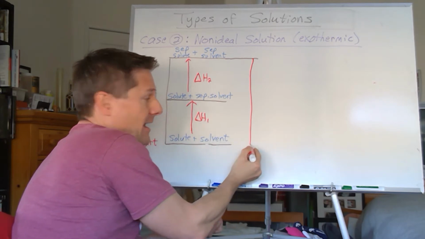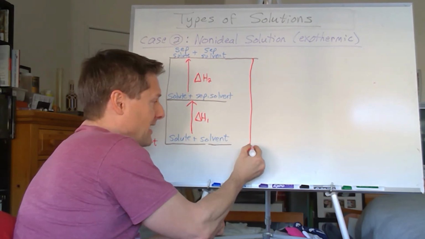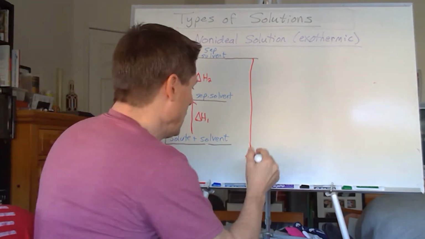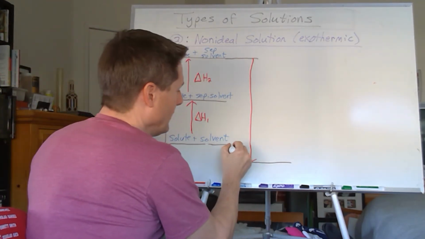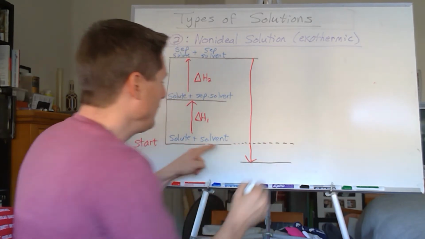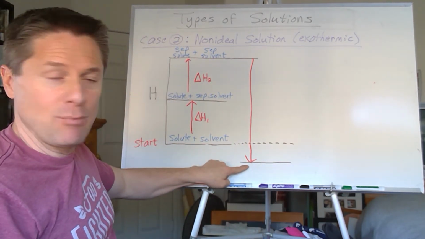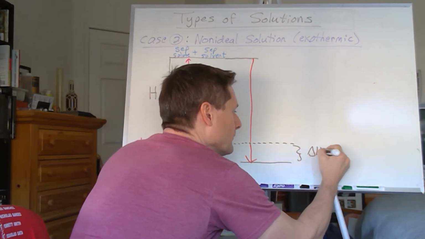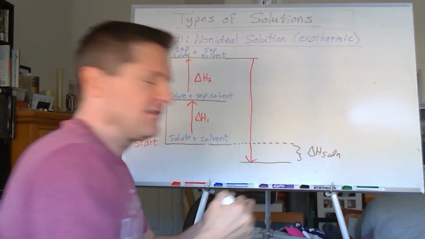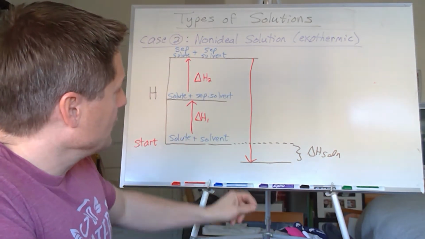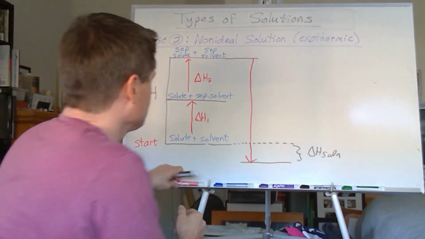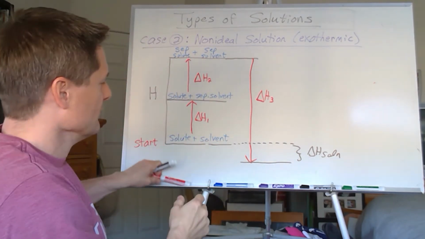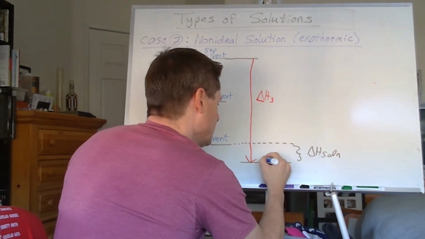It's more favorable, so this is going to drop. That would end there for an ideal solution if they're exactly the same, but in this case, it actually drops slightly below. So let's carry this out here. Now do you see the difference between the starting point and the ending point? Well, this is your delta H solution. That's the enthalpy change of forming that solution. And Hess's law says, let's label this one. So this is our solution here.